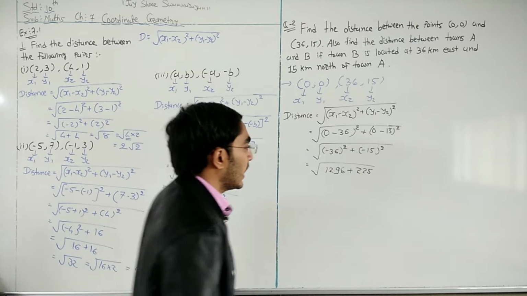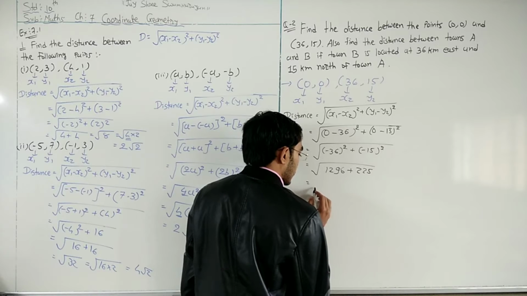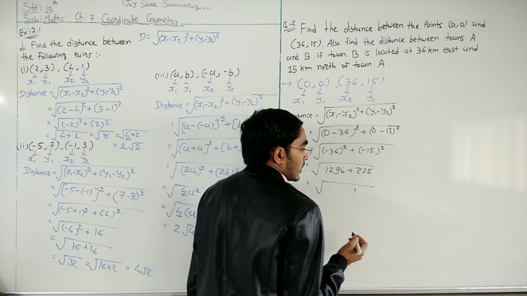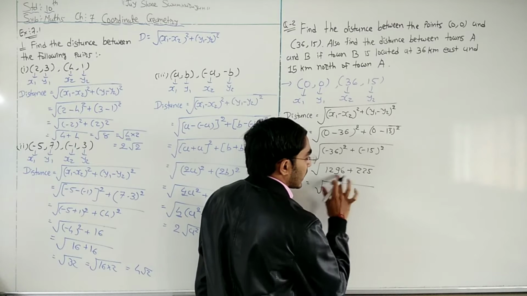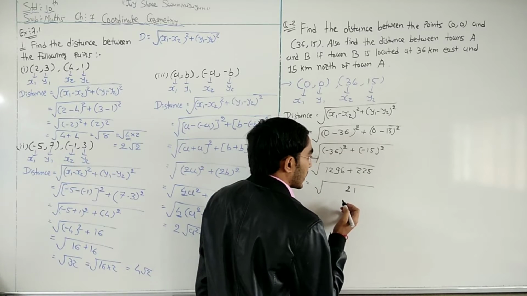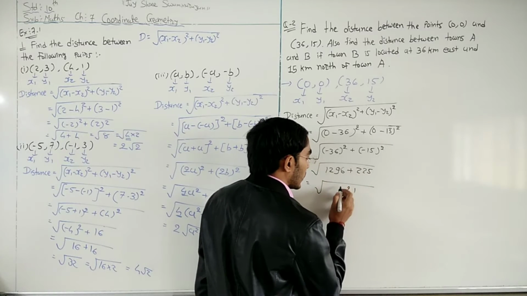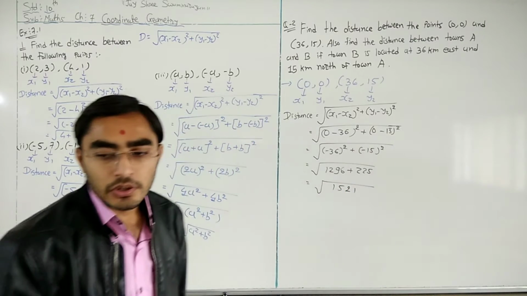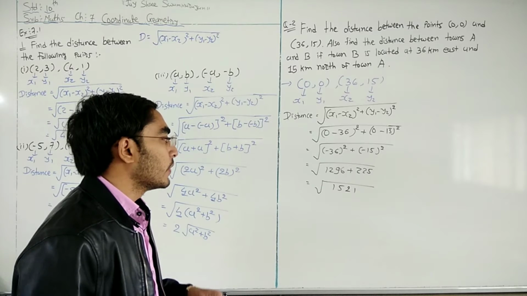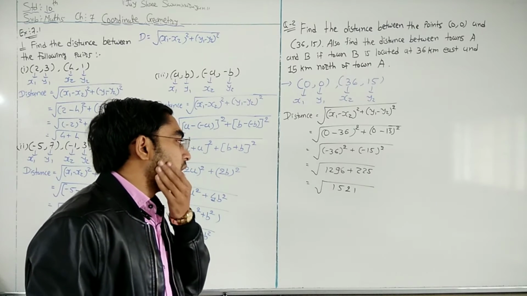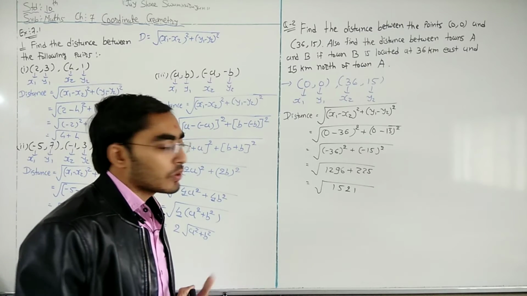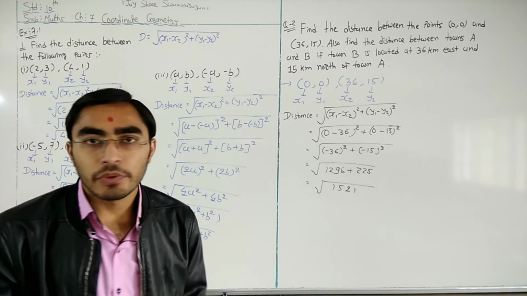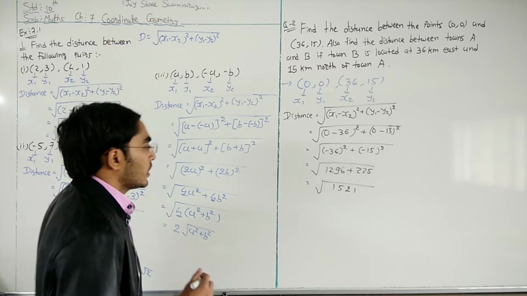Now add these two numbers. 6 plus 5 is 11, right? 1 remainder 1, 0 plus 2 is 2, 2 plus 2 is 4, 4 plus 1 is 5, and 1. So 1521. Okay, 1521. Now we need to find the square root of 1521. Okay, square root of 1521.